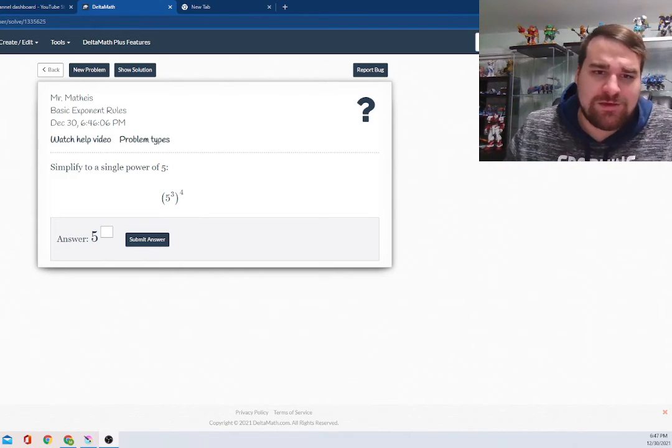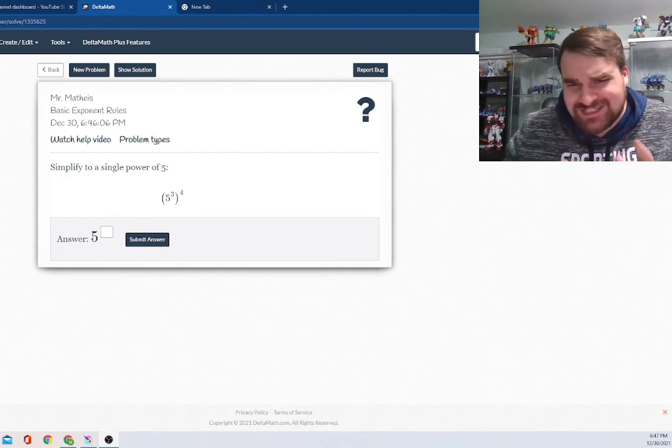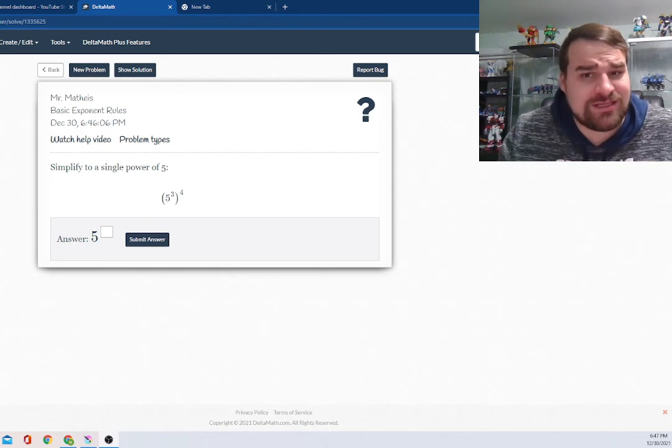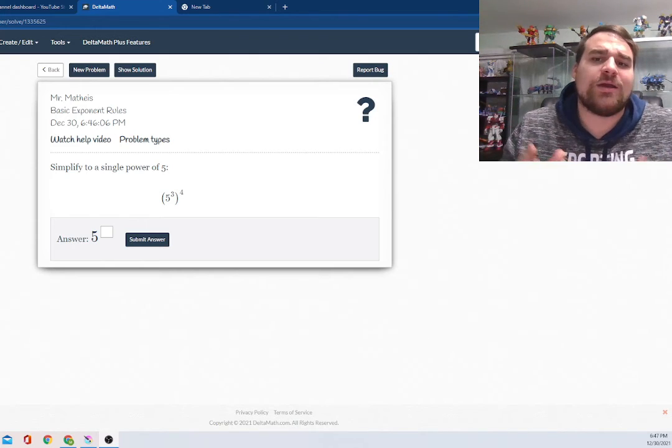In this problem, it says 5 to the third to the fourth power. This is kind of weird. We don't usually see things like this in math, but we do still want to know what happens in this situation. What do we do?